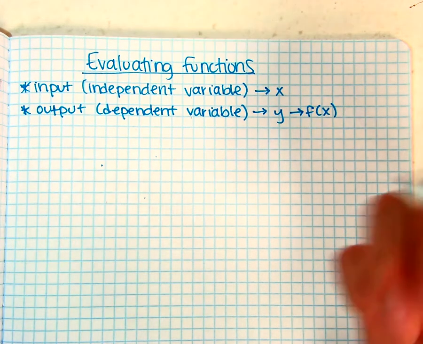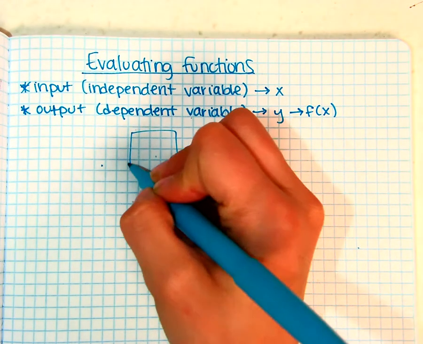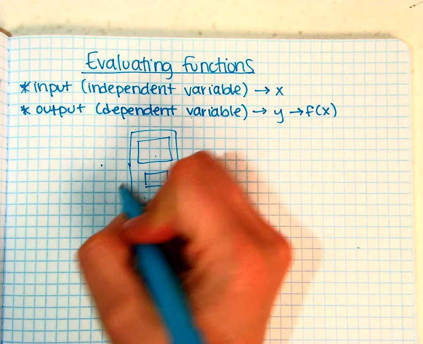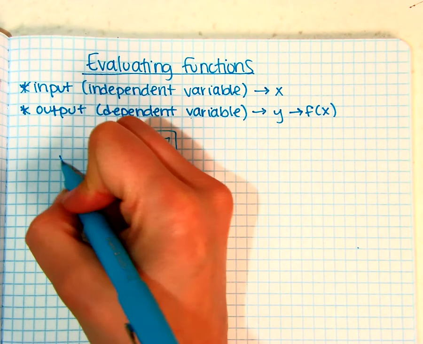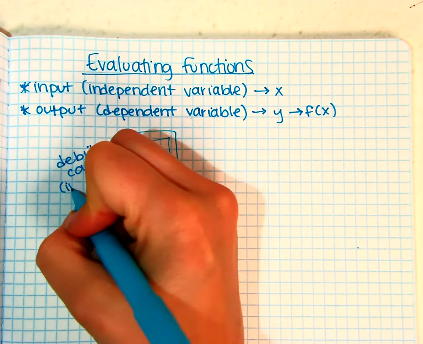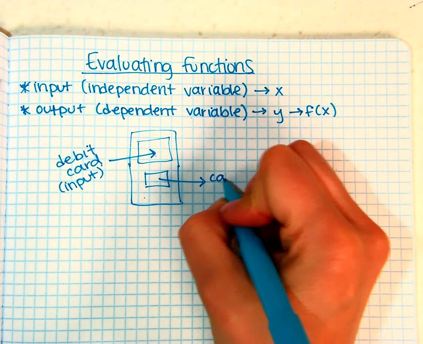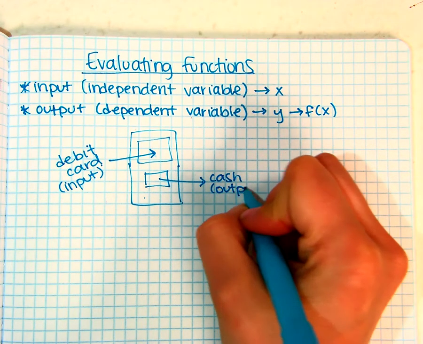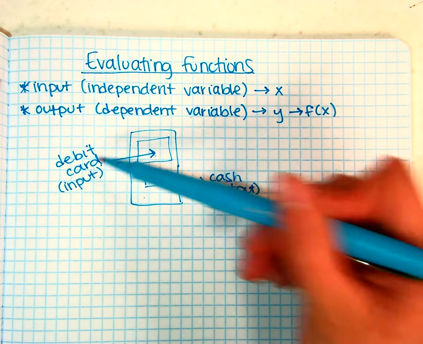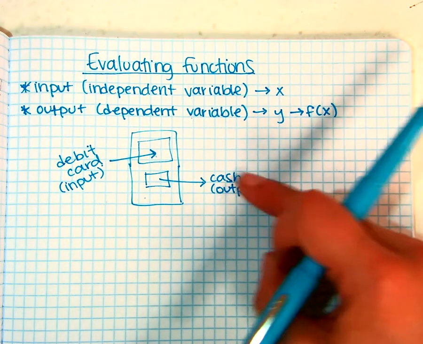So I want you to think of input versus output, and think of an ATM machine. Let's say we have an ATM machine. Here's our screen. We're going to put in a debit card. This is kind of like our input. And we're going to get out cash. This is my output. There's only one account for every debit card. So the input will determine what the output is.